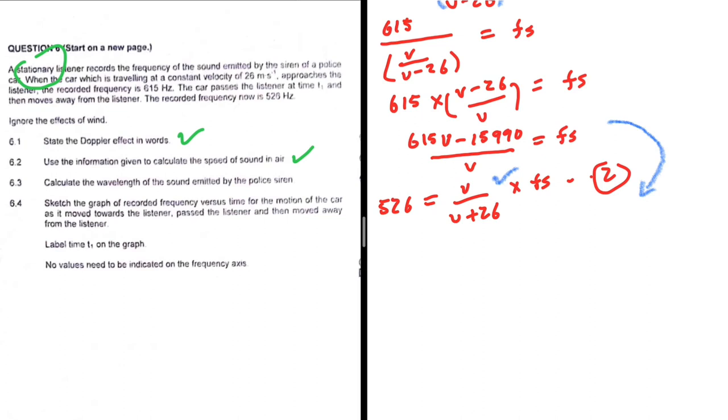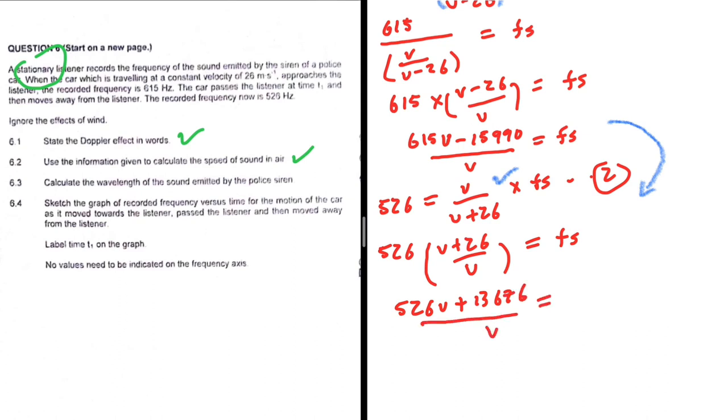If we take that to the left-hand side first, we're going to have 526 multiplied by V plus 26 divided by V. We are applying what we applied on the first equation. Obviously, let's multiply out before we substitute Fs. So 526 multiplied by V is 526V. And then plus 26 multiplied by 526. Here we have V, here we have V, and then plus 13,676, everything divided by V. This is equal to Fs.